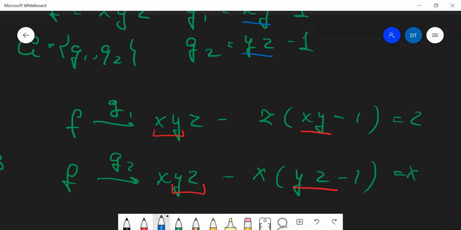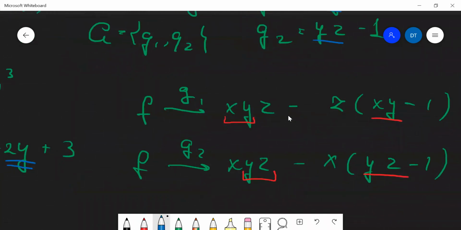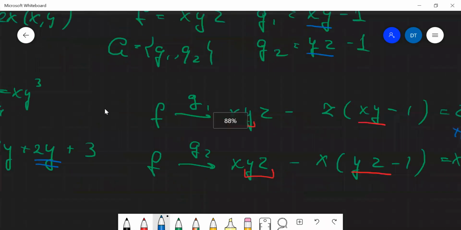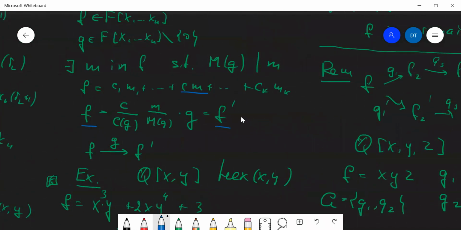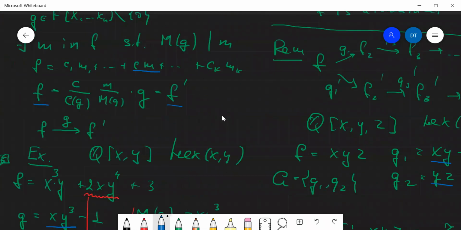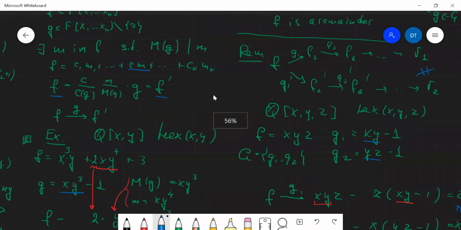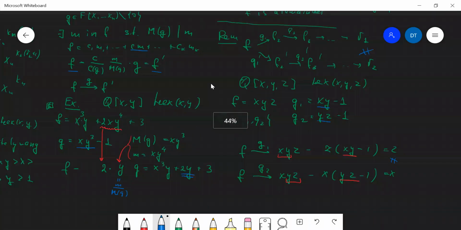Can you please show the definition of elementary reduction? Maybe I missed something. Just shortly again, the definition. Let me show you the definition of elementary reduction. I can show you simultaneously the definition and the process we did here.